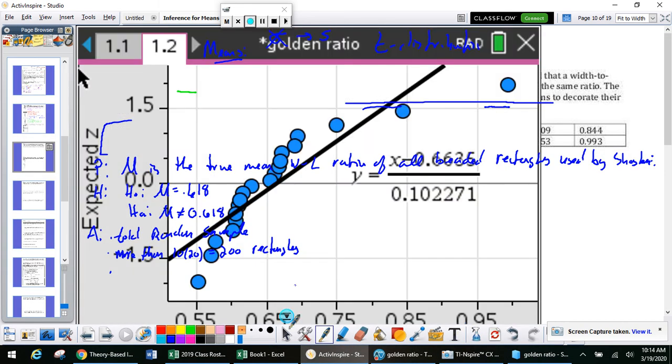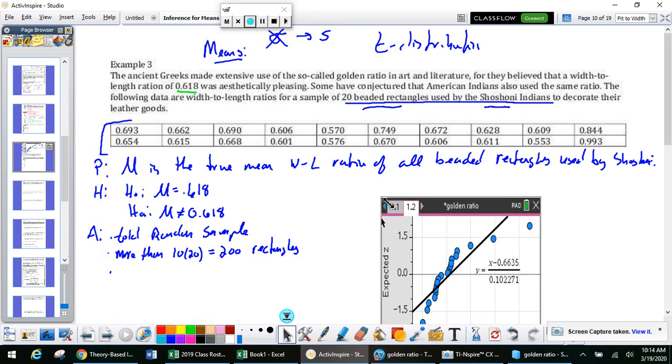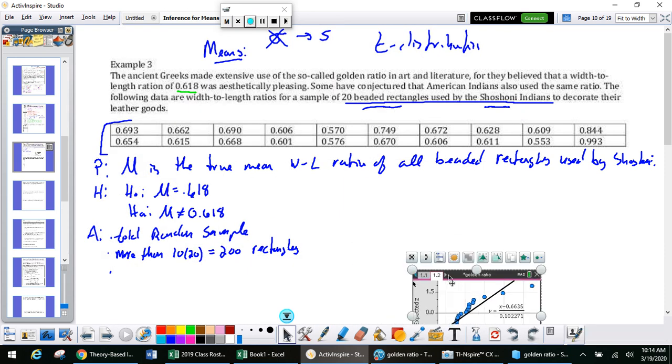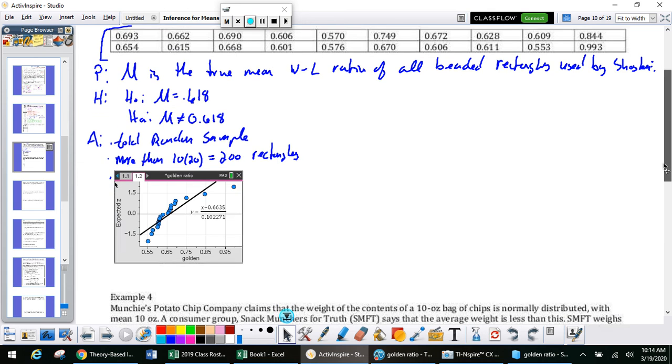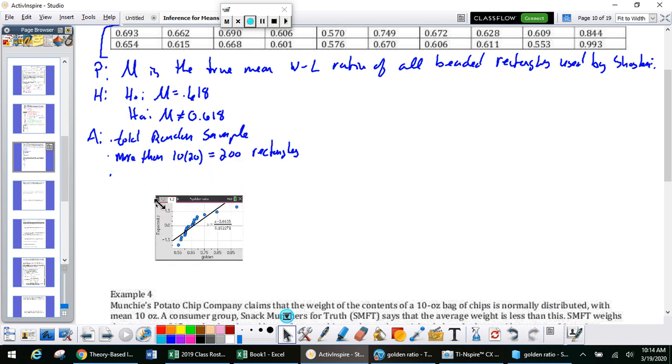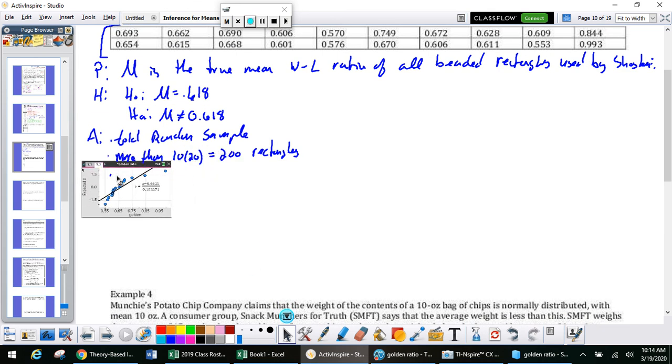But the t-distribution is robust. As my sample size gets closer to 30, these deviations don't really matter as much. Okay, so I'm just going to mention that, and I'm going to use this phrase called proceed with caution.